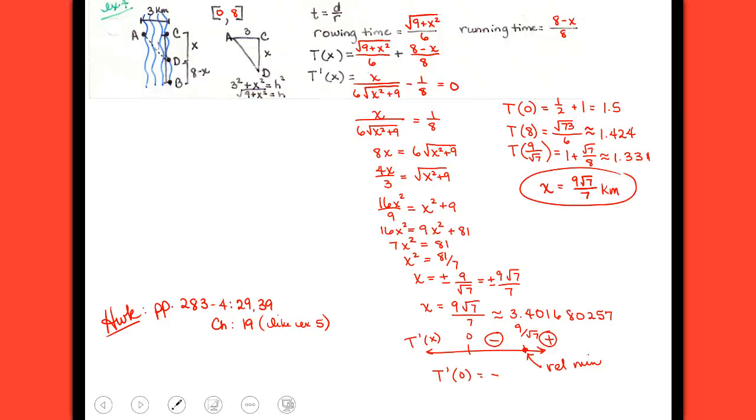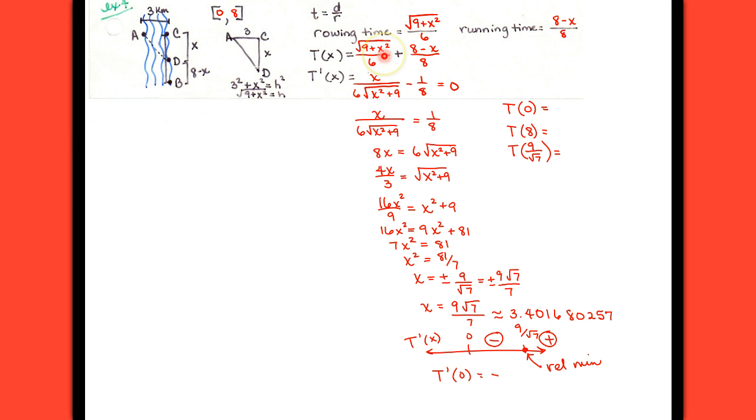So if I put 0 in right there, I'm going to get the square root of 9.